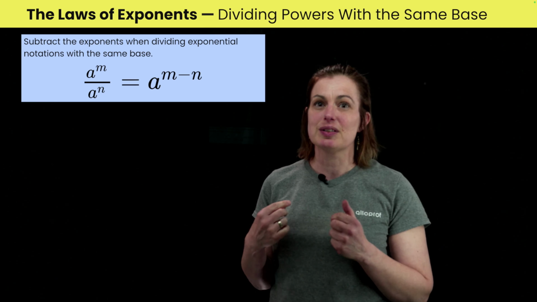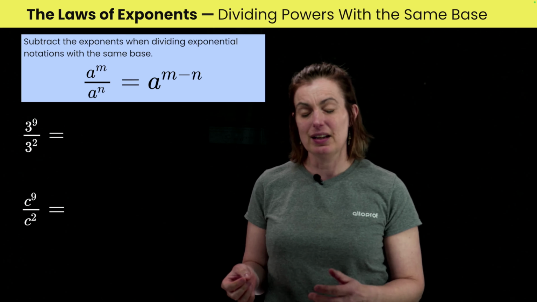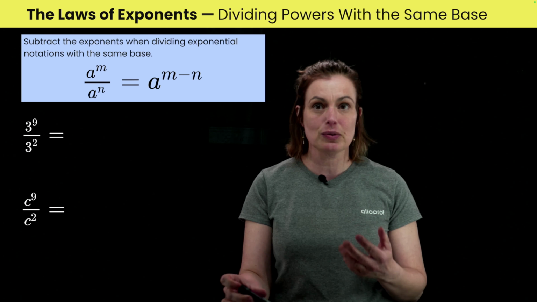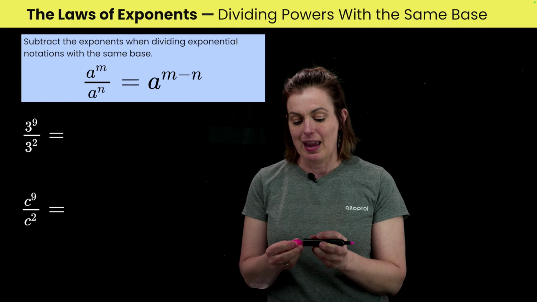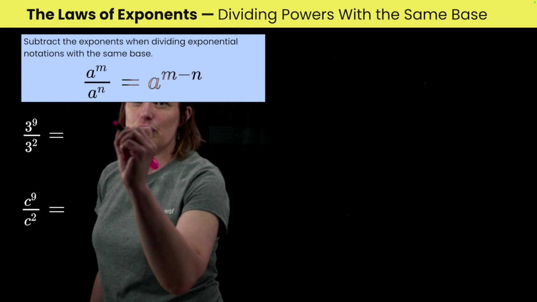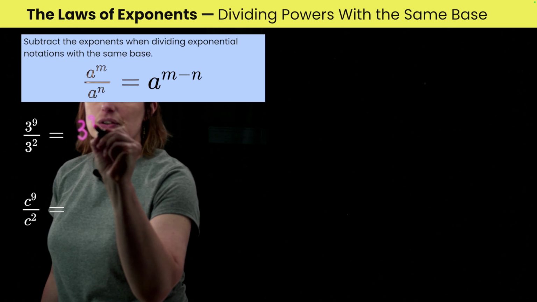In this case, we want to subtract the exponents when dividing exponential notations with the same base. In our first example, you can see that our base is 3. So we have 3 exponent 9 divided by 3 exponent 2. And what's going to happen here is we're just going to rewrite the base of 3. But our exponents are going to subtract.